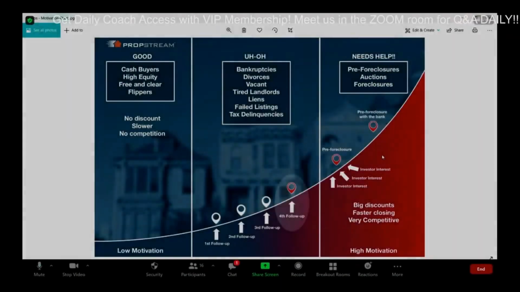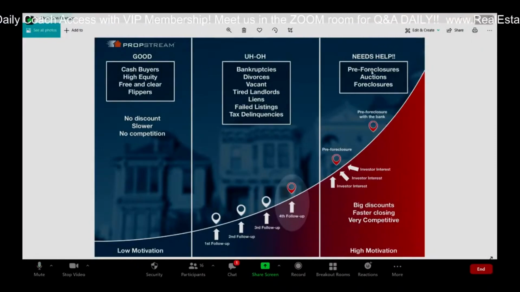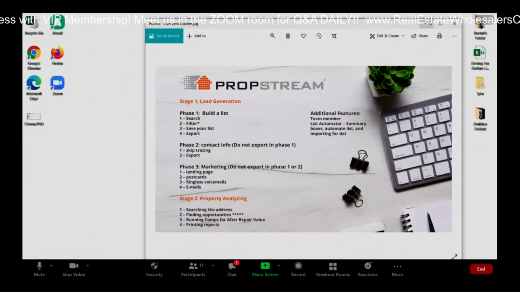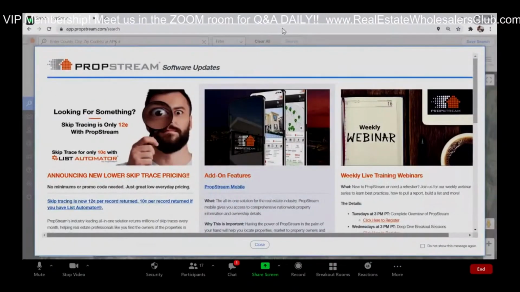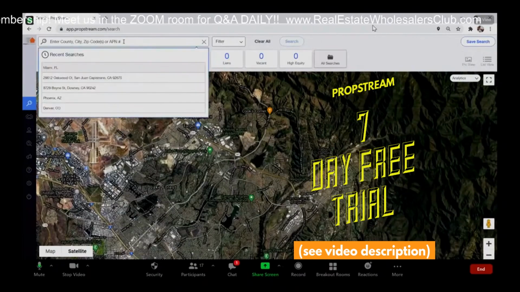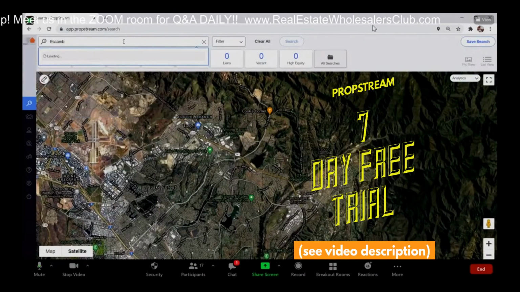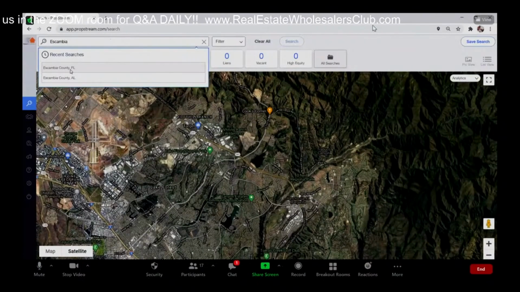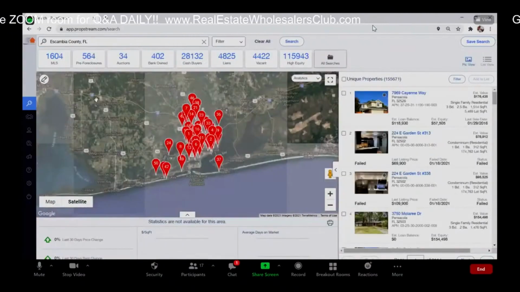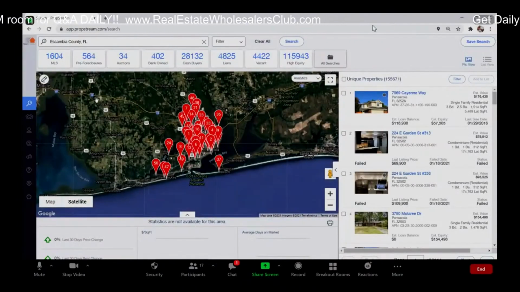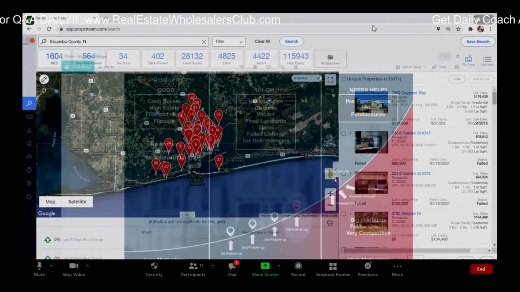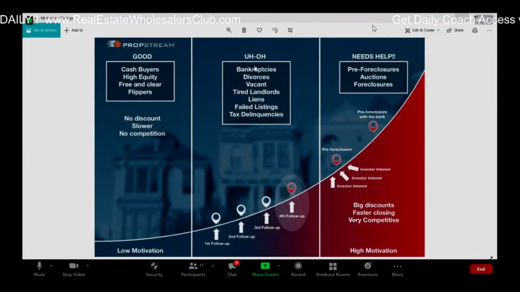So list stacking, the first one, taking two list types and putting them together. Let's say I'm in a market and I want to invest in pre-foreclosure. Justin, throw out a county for me and I'll use that county. Escambia County, Florida. There you go. All right, so we're in Escambia County, Florida. If we were going off this chart right now, what are my three highest categories? It would be these three right here.